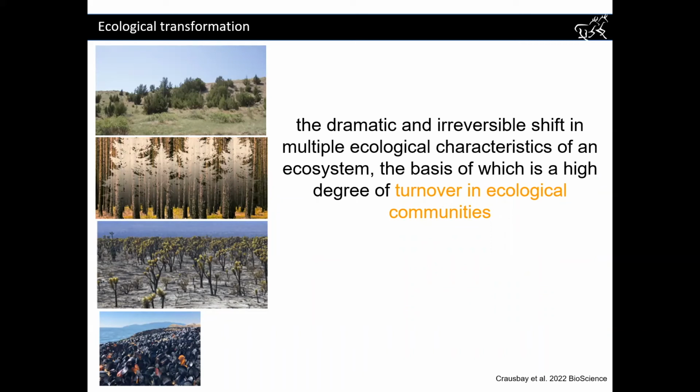They're getting more attention. And we recently defined ecological transformation as the dramatic and irreversible, at least on a manager's timescale, shift in multiple ecological characteristics of an ecosystem. But the basis of that is a high degree of turnover in ecological communities. So species replacement, species turnover, one species replacing another.